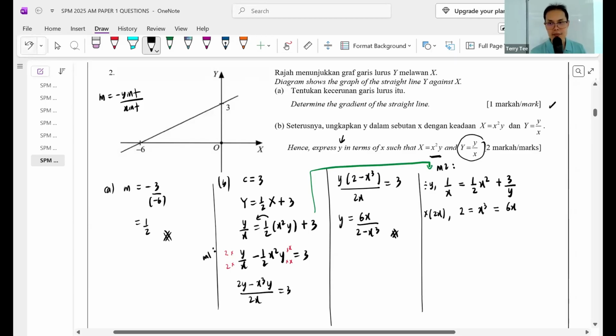Sorry, yeah, this is the plus sign. 6x over y. So bring this to the left. 2 minus x cubed equals to 6x over y. Now I'm going to bring this whole thing down. Bring the y up. So what's your y? Your y is 6x over 2 minus x cubed. So tell me, which method is easier?